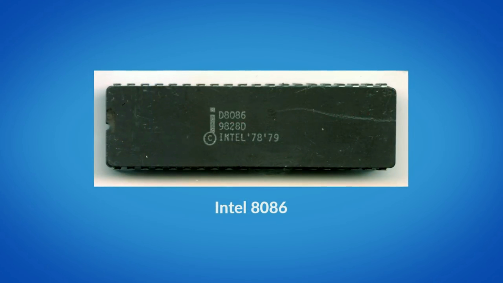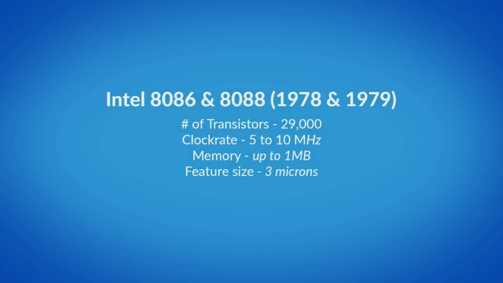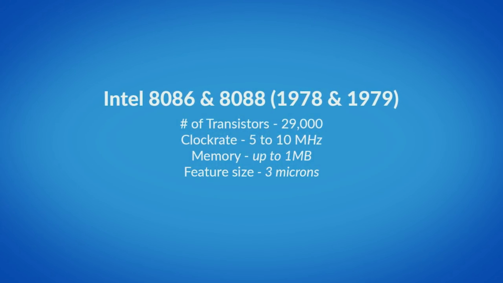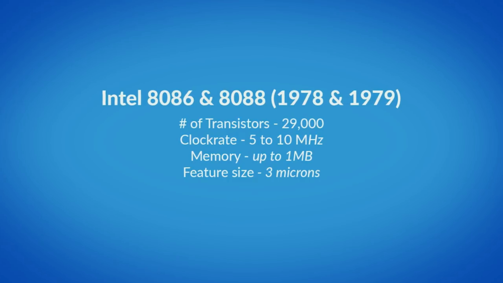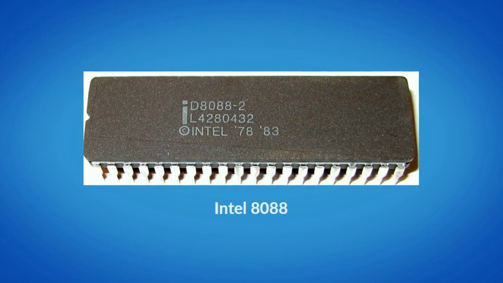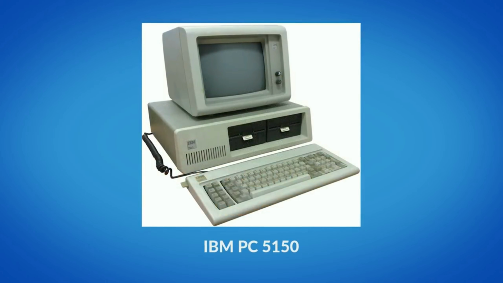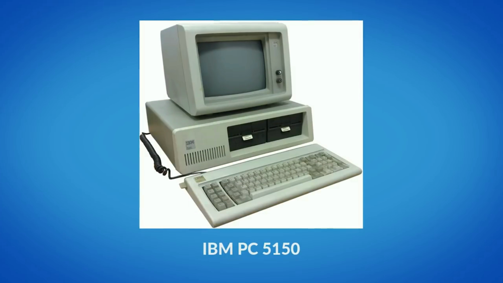Intel's first 16-bit processor was the 8086, which ran at 10 MHz. Fun fact, the x86 instruction set gets its name from the 8086. The 8086's cheaper successor, the 8088, became the first chip used in personal computers. The original IBM PC was based on the 8088.